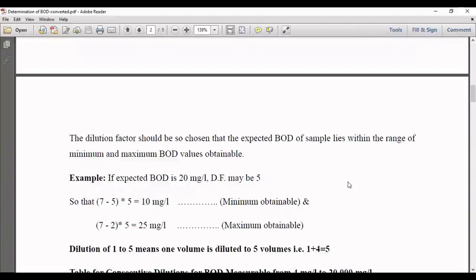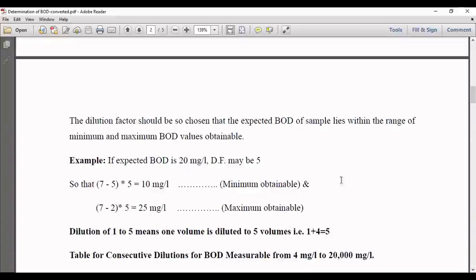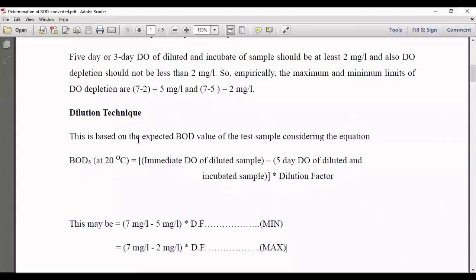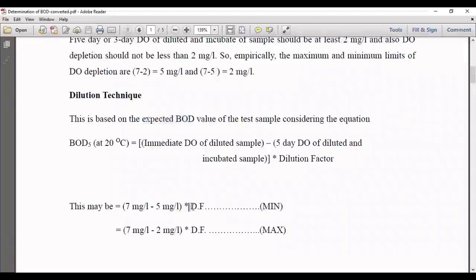Let's move ahead, and we are going to see with the help of an example what the dilution factor is. The dilution factor should be chosen so that the expected BOD of the sample lies within the range of the minimum and the maximum BOD values obtainable. Here we know what the expected BOD value is, so the dilution factor we choose should be such that my expected BOD value lies within the maximum and minimum BOD value range for that dilution factor.